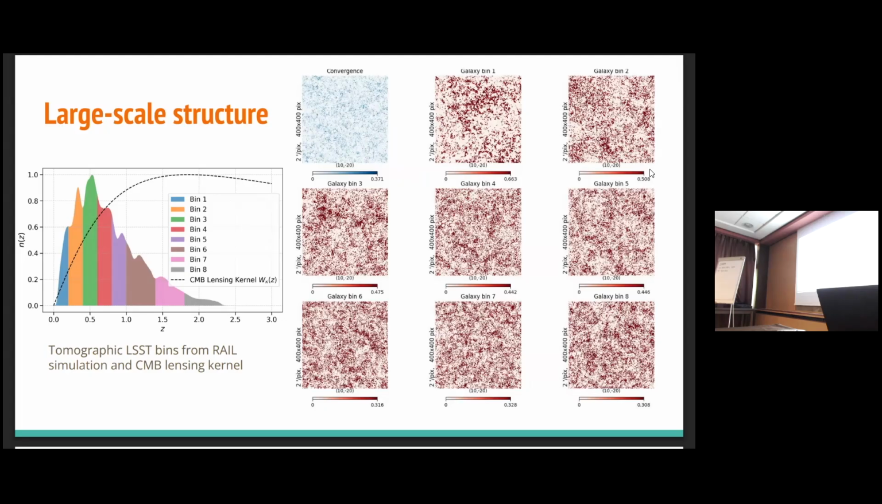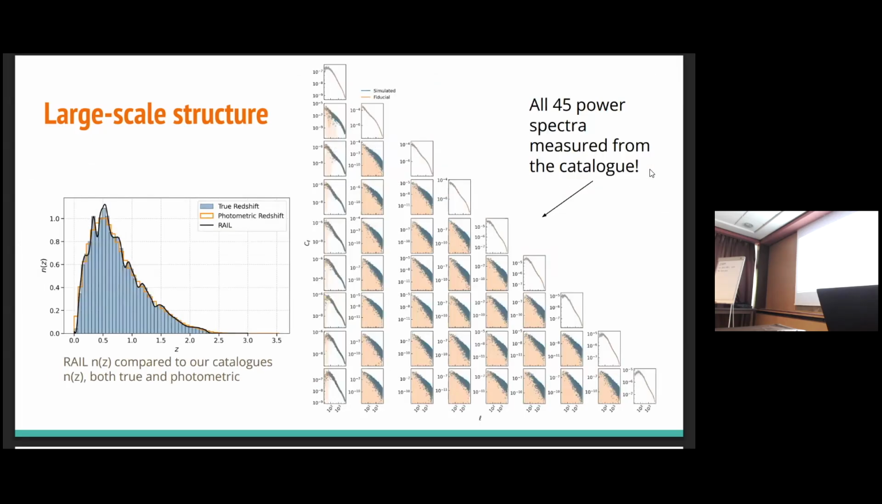And as you can see, we have the first shell for the convergence, and then 8 galaxy bins, so you can see how the overdensity map evolves through the tomographic bins. Of course, we can compute our power spectra from the catalog, and we can see that it agrees with the theoretical one. As you can see, also the cross spectra between galaxies are consistent with 0.